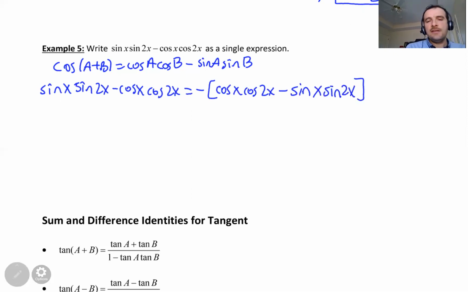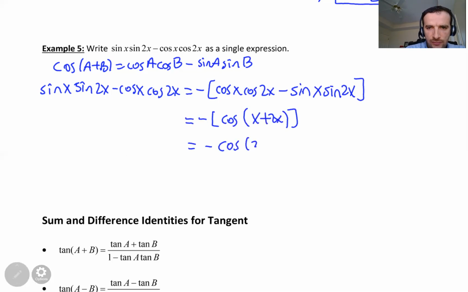Cool. Now it's exactly in our form, right? And a is x, b is 2x. So let me use this formula then. So this is actually equal to minus cosine of, right, x plus 2x. So this is equal to minus cosine of 3x.